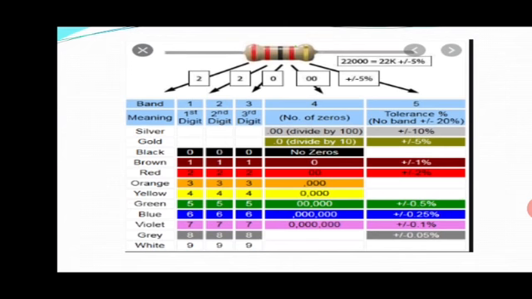Gold means a tolerance of plus or minus 5% is acceptable. Of the 22 ohm, plus or minus 5% tolerance is acceptable. Hope the point is clear here, how you can see here.